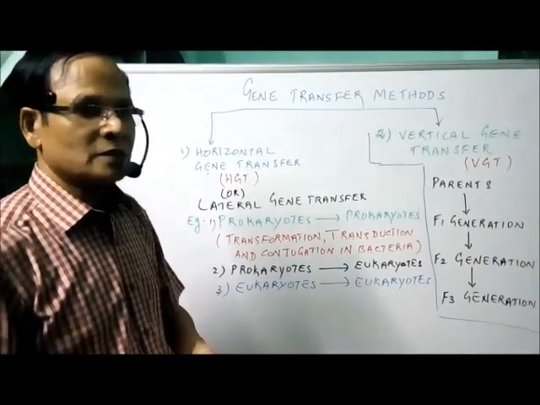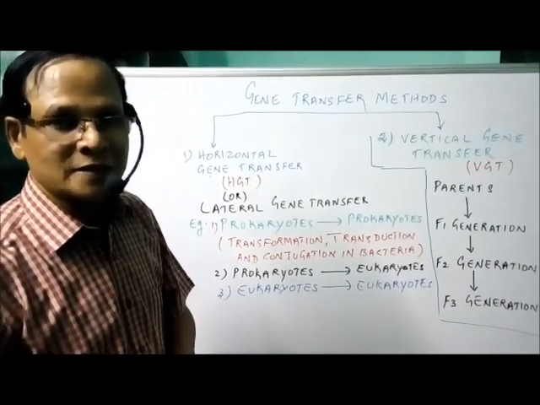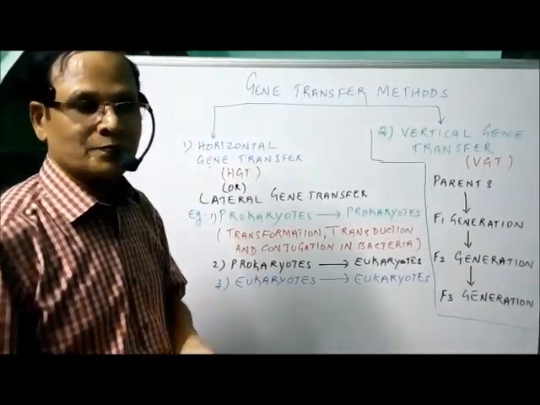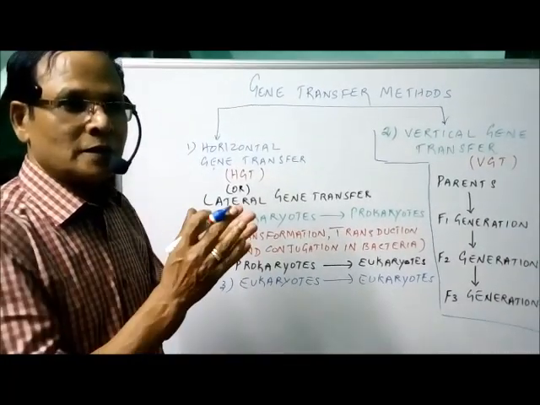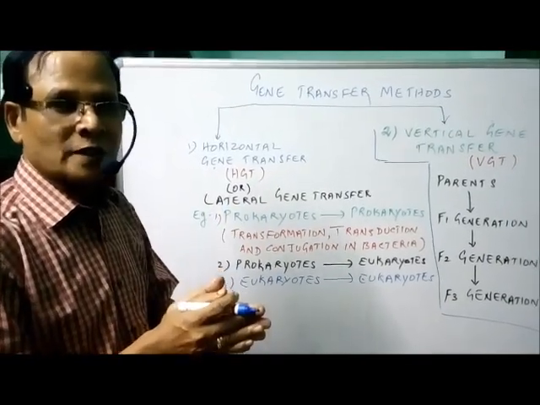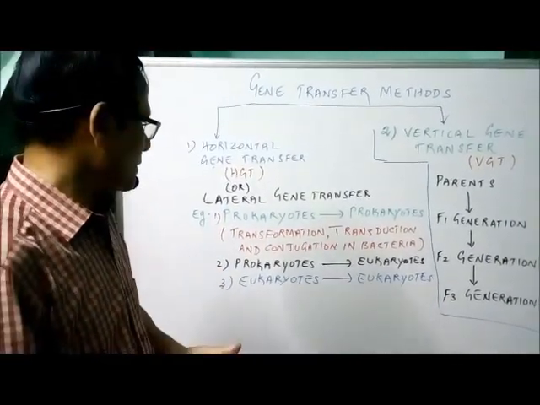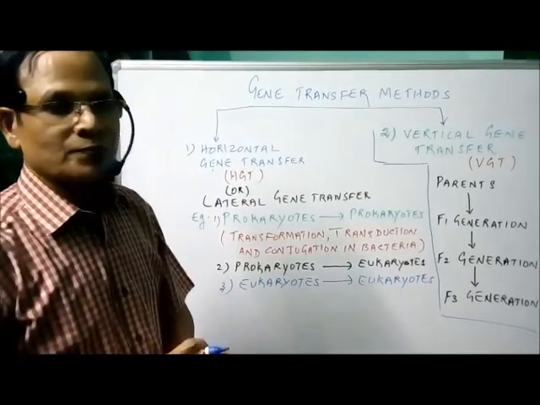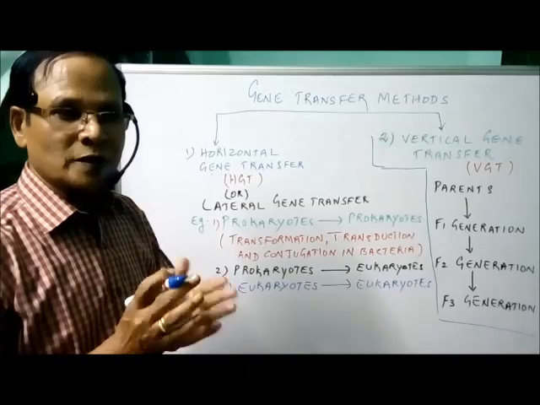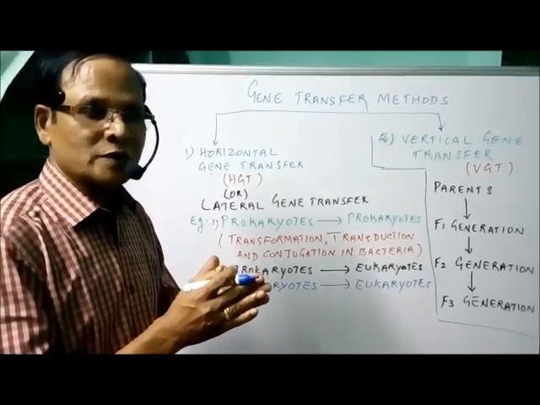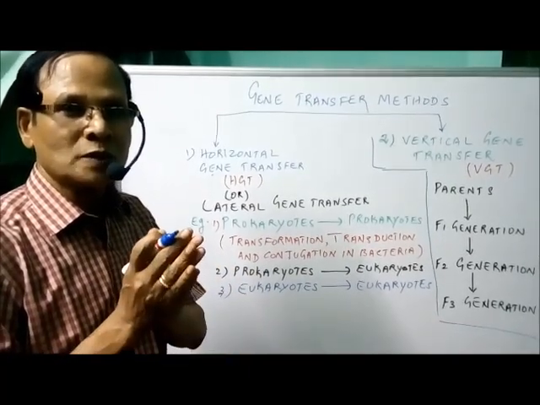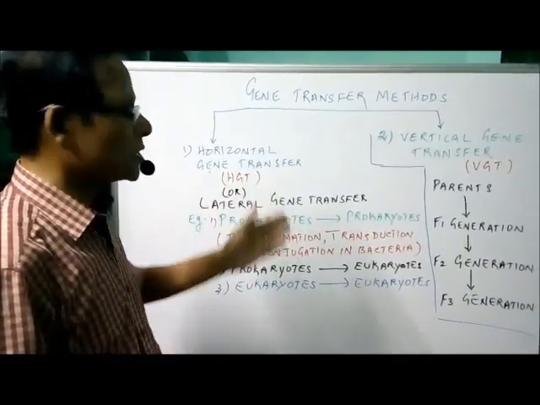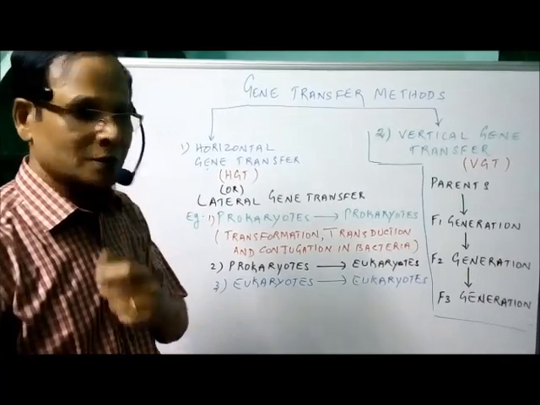Another method of gene transfer in bacteria is transduction between two different species of bacteria, where the DNA is transferred from one bacterial type into another bacterial type. And also we have conjugation. Here the fertility factor is transferred from one bacterium to another bacterium through the conjugation tube. So these are all examples of horizontal gene transfer occurring between different species.